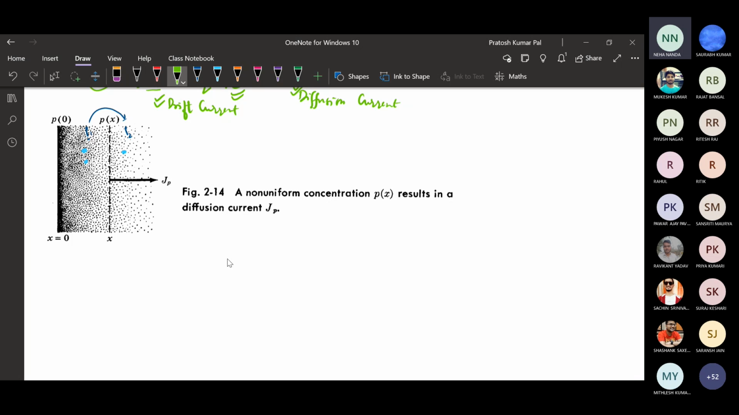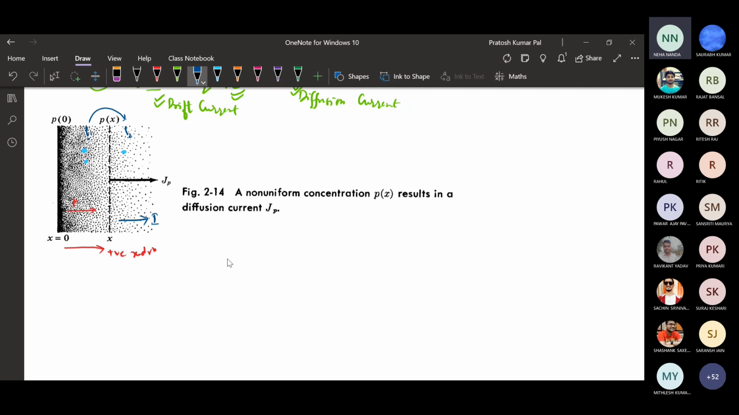So we will see how the diffusion current is defined. This is the semiconductor we have considered. In that, there is a high concentration of holes at x equals 0, and as we move from x equals 0 in the positive direction of x, there will be a decrease in the concentration of holes. As we move from higher concentration to lower concentration, holes move from higher to lower, so a current flows. That current will be in the positive direction of the x-axis.